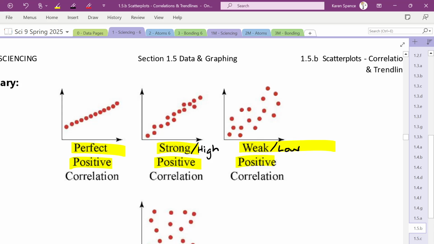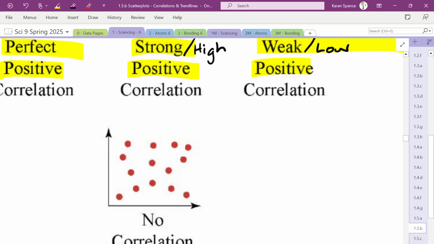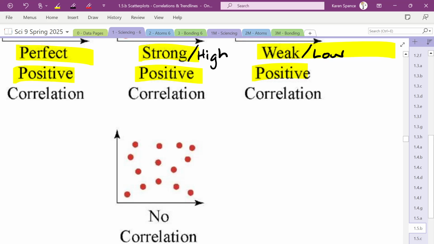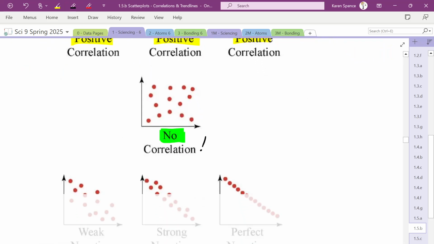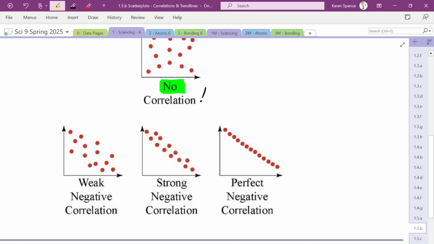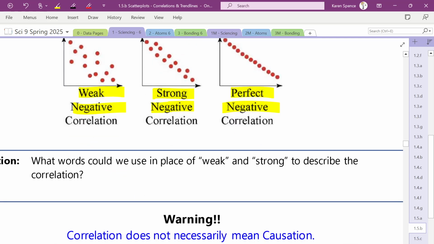And then guess what? There's also this thing. What's happening in this graph? Nothing. There is no correlation. It's just random. It's not going up. It's not going down. It's just everywhere. There's no up or down. It's just no correlation. And then, of course, we have perfect negative, strong negative, weak negative. We already talked about that.